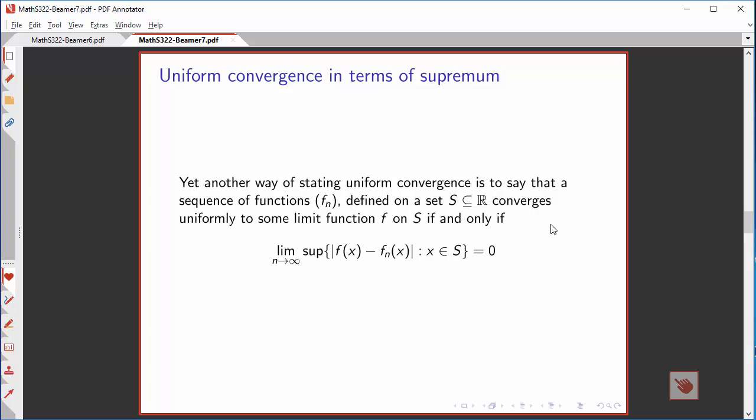Here's another equivalent statement of the definition that you might prefer. You've got a sequence of functions defined on a subset of the real numbers, and we say it converges uniformly to a limit function f if and only if the largest difference between f of x and f sub n of x, as n approaches infinity, is 0.